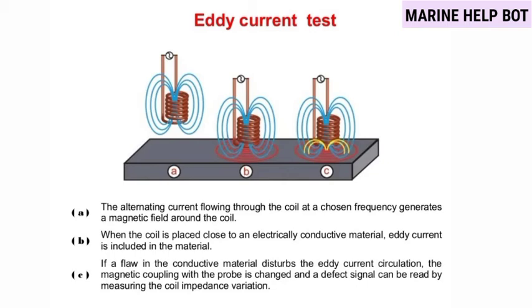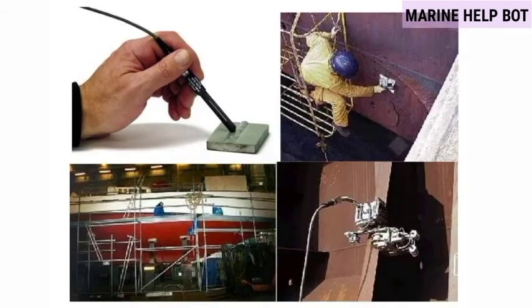So the summary of the test is that we have a coil in which, at a chosen frequency, we pass an alternating current, due to which a magnetic field is generated. Once the magnetic field is generated, we bring it to the workpiece. When we bring it to the workpiece, eddy current is also generated in that workpiece. When there is any defect, it sends a defect signal which can be measured by the coil impedance variation. This is how we know that there is a defect in the workpiece. This is how we carry out our eddy current test.